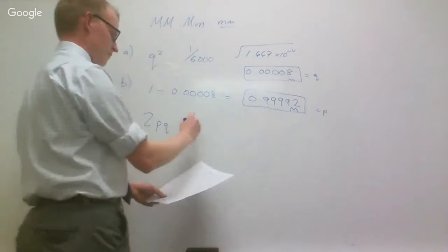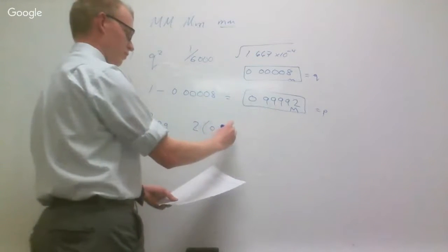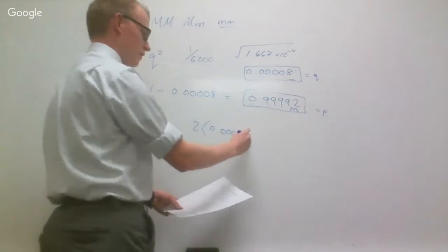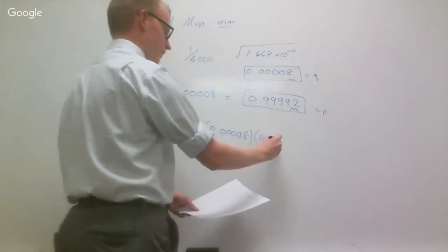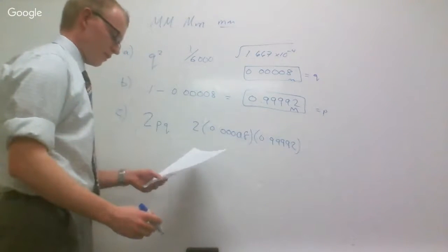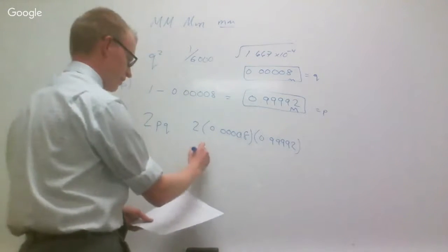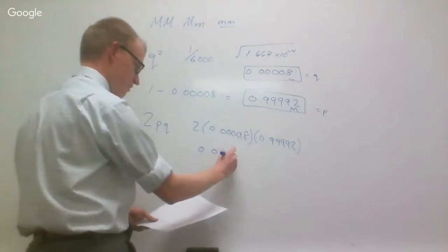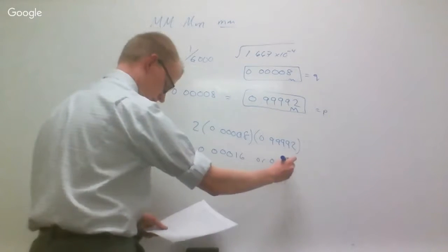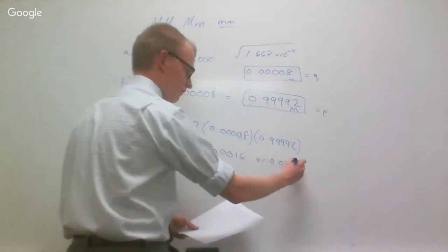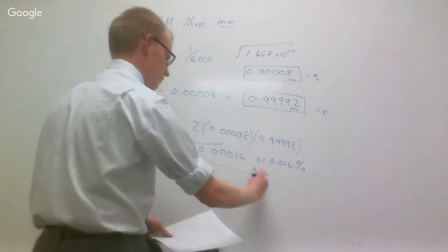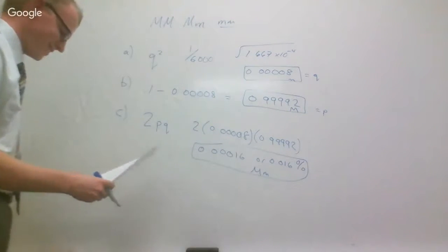Okay. So let's go 2.8 - 0.99992. Just plug that in your calculator and you're going to get 0.00016 or 0.016%. And those are going to be heterozygous. There's our answer for part C.